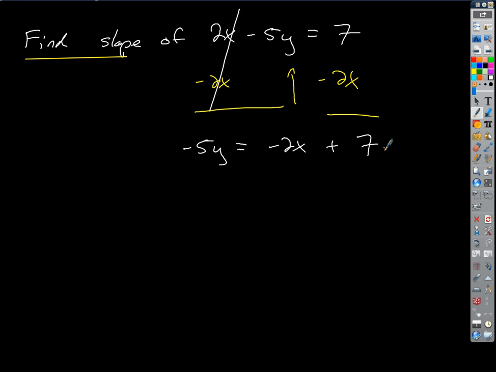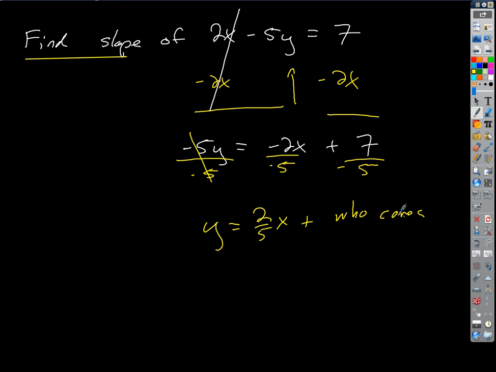I don't even really care about the 7, though, because my next step is going to be to divide both sides by negative 5, right? We talked about this the other day: if I divide the right side, which has more than 1 term, by negative 5, it's like dividing each term by negative 5. So I'm going to have a negative 5 there and a negative 5 there. But look what I end up with. y equals, what's negative 2 over negative 5? Well, 2/5. So I get 2/5 x plus, who cares? Found the slope.